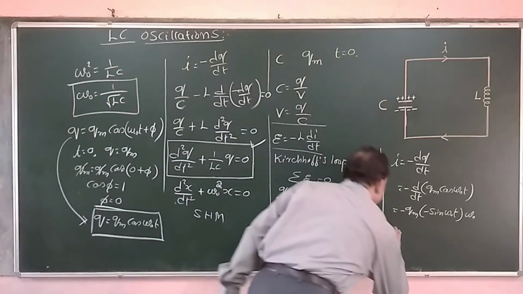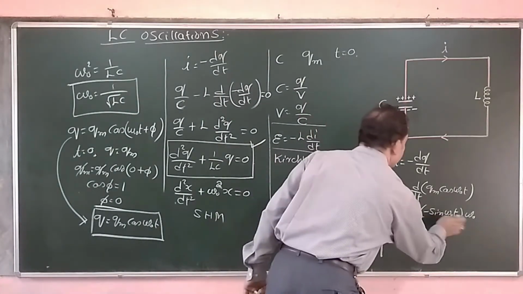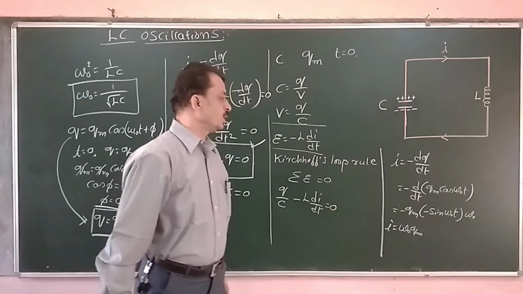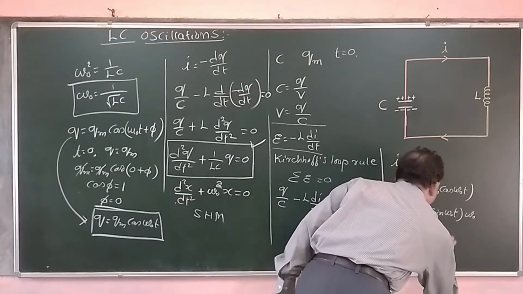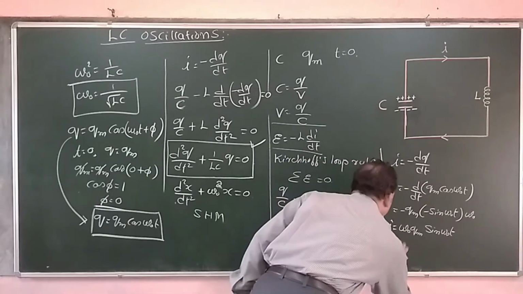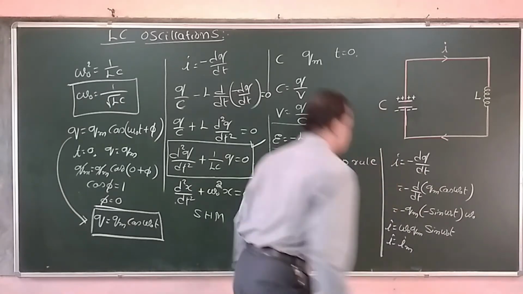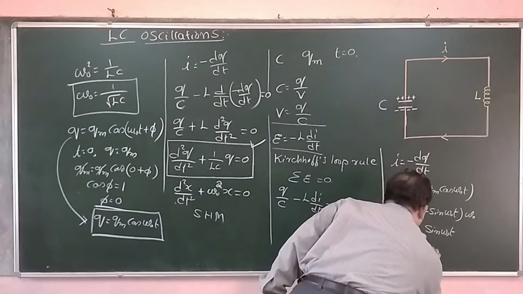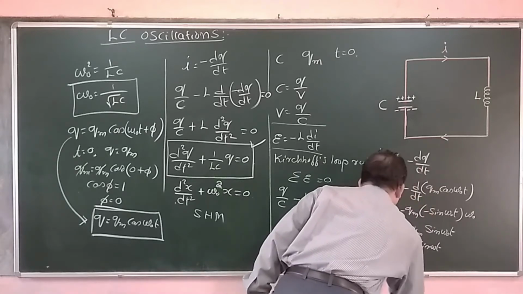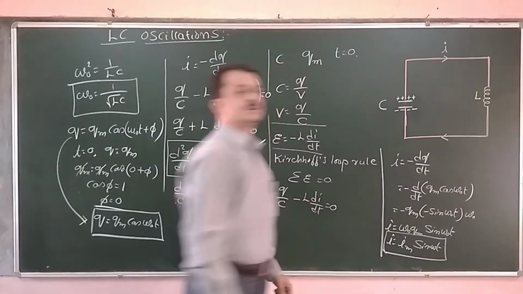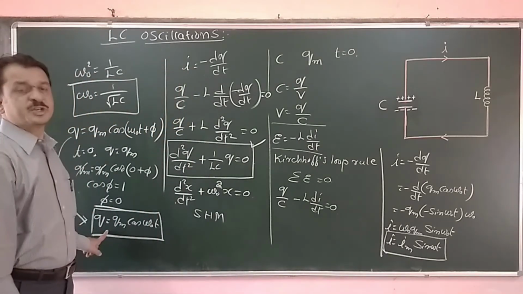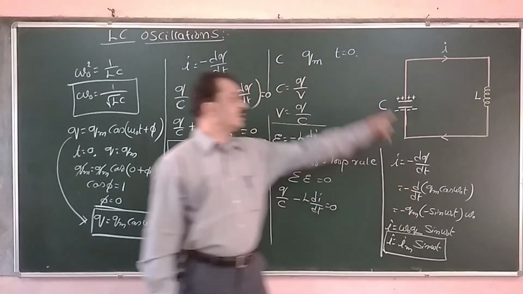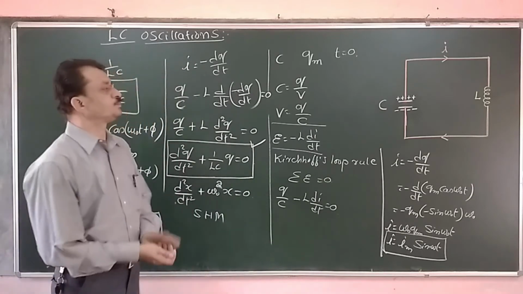Therefore the expression for the current is I is equal to minus into minus, plus omega naught Qm into sine of omega naught t. Or I will write this product omega naught Qm as Im, the peak value of the current, so I is equal to Im sine omega naught t. Now that is the expression for the current. This is the expression for the variation in the charge, and this is the expression for the variation in the current in that LC circuit.